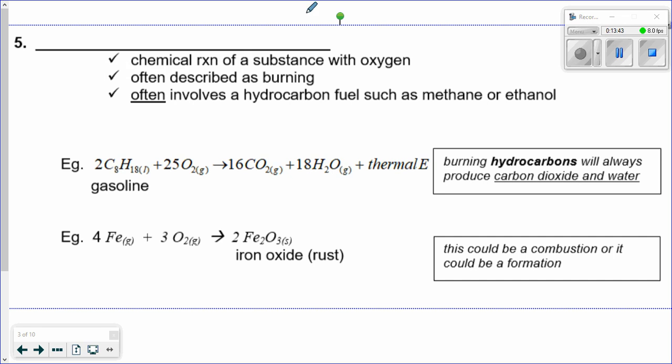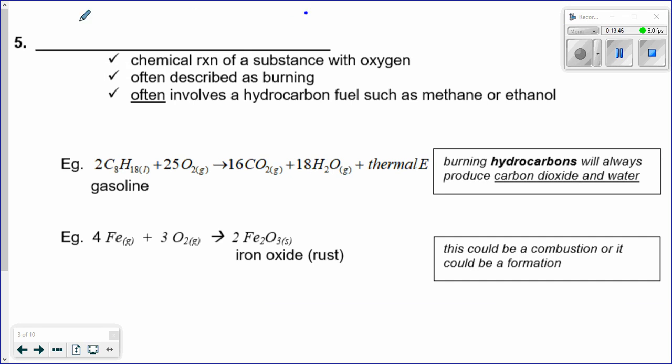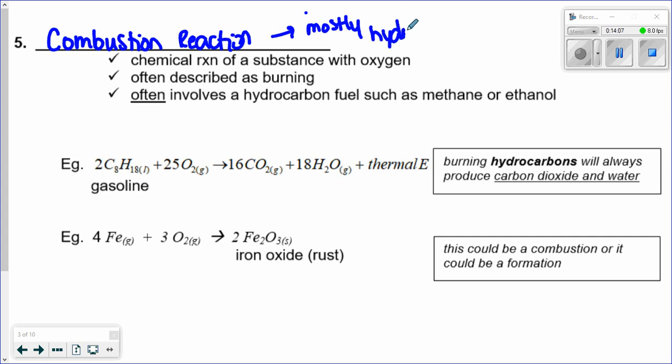And then the last one that we'll talk about is combustion reactions. It's a chemical reaction of a substance with oxygen. Most of what I'm going to talk about is mostly hydrocarbon combustion questions. These are often described as burning in the presence of oxygen. Often involves a hydrocarbon fuel.